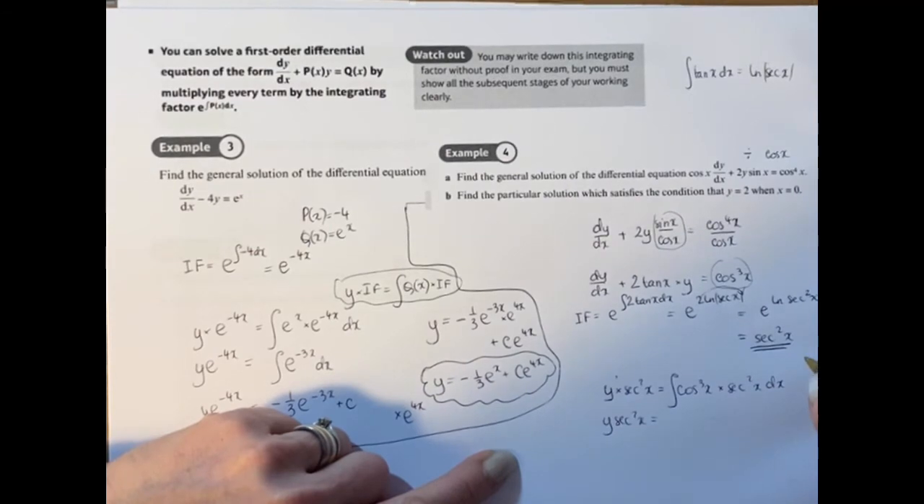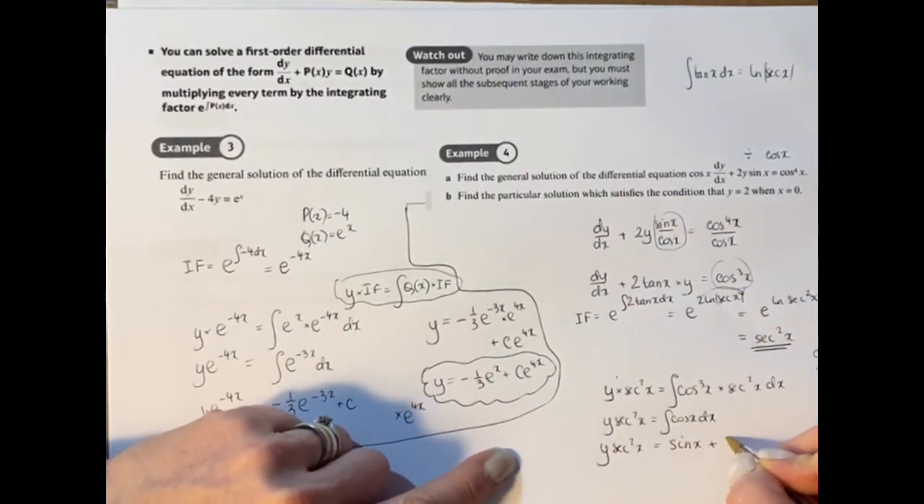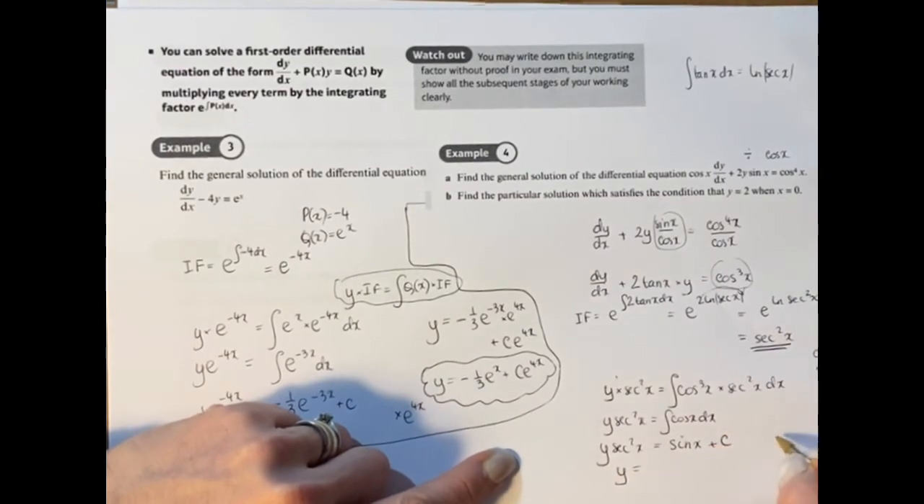So sec squared x, remember, is cos cubed over cos squared, that cancels to cos x, so the integral of cos x, so it's y sec squared x is equal to positive sine x plus c. So you could multiply it by, divide by cos squared, or multiply it by cos, so multiply by sec squared or times by cos squared, whichever way you want to write it down. So that's the general solution.